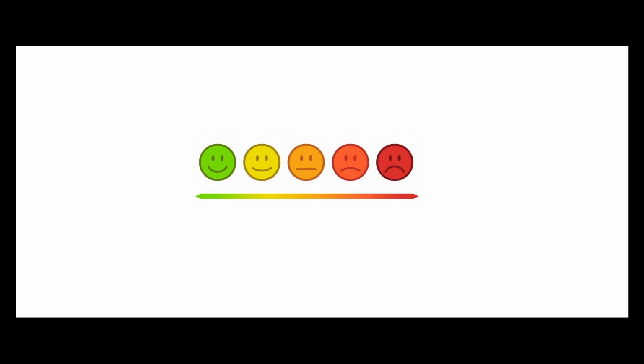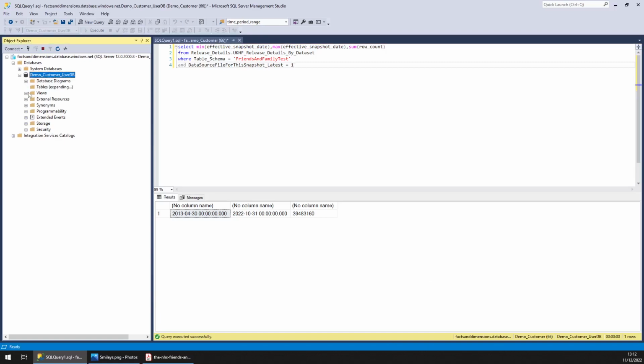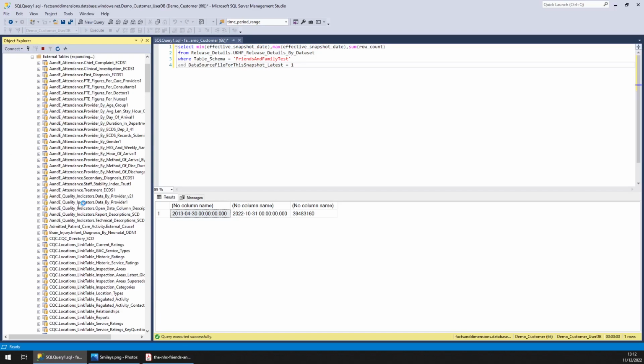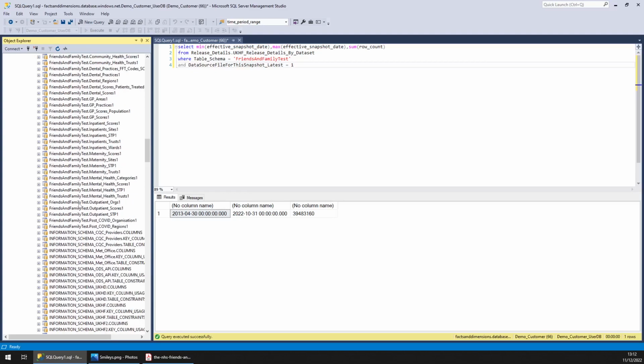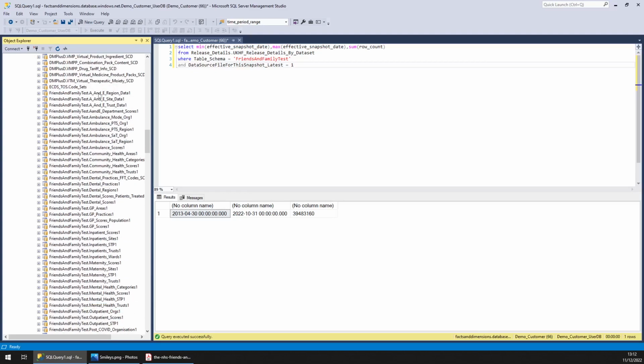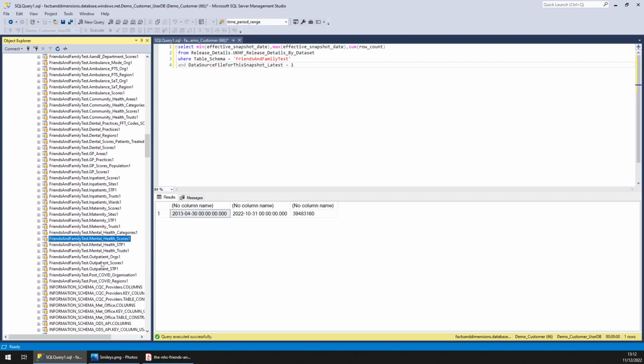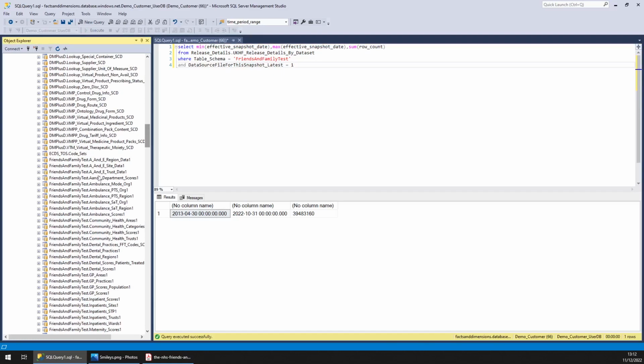So let's have a look at what we have. I've already run the procedure for adding these tables to our demo database. And here they are. So you've got data for A&E, ambulance services, community health, dental practices, GPs, inpatients, maternity, mental health, outpatient, and a relatively new one, post-COVID organisations. With this data, we've got all of the results.